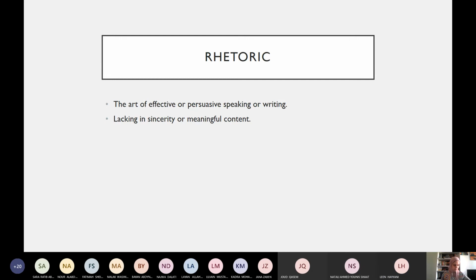Number two, Darin. The mayor's promises to clean up organized crime in the city turned out to be mere rhetoric to gain votes for his re-election. Positive or negative? Negative. Why? Because he promised something and he didn't mean it. He was insincere. He didn't stop the crimes.